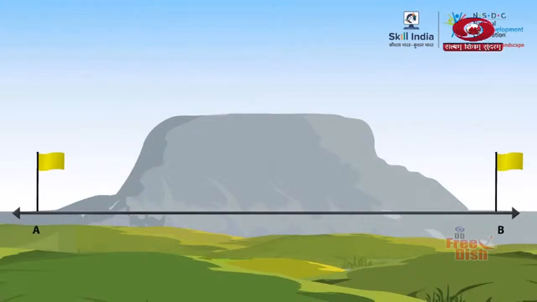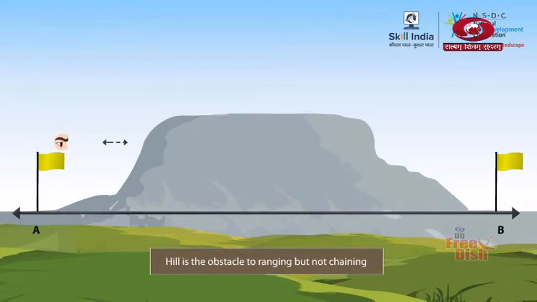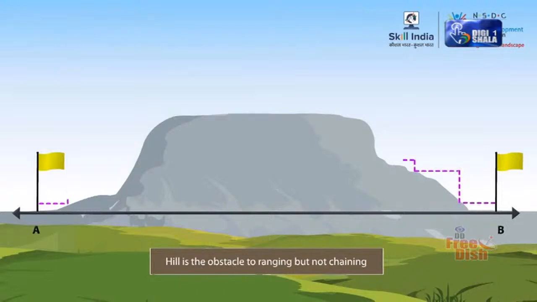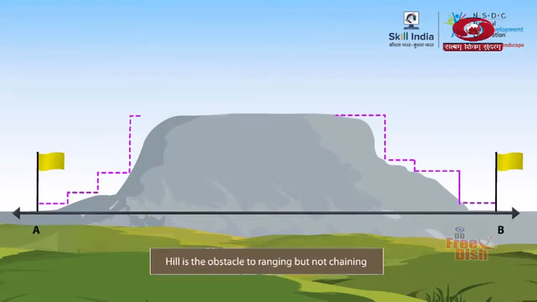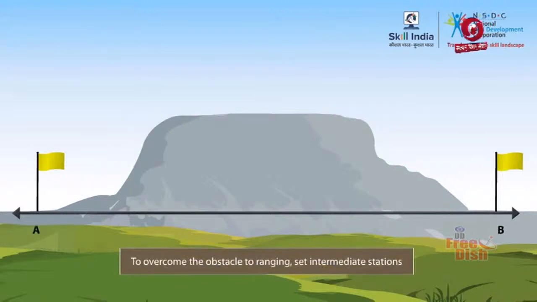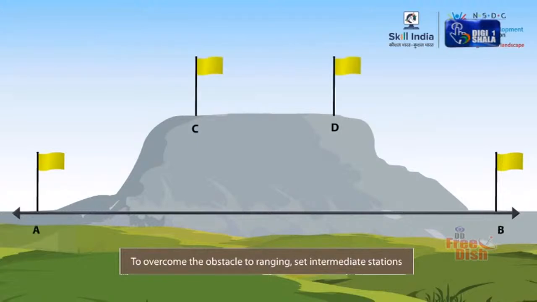Let's say you have to measure the horizontal distance between points A and B, which are separated by this hill. These stations are not intervisible because the hill is the obstacle to ranging. Note that there is no obstacle to chaining, as you can carry out stepping on the slopes of the hill. To overcome the hill as an obstacle, set stations C and D between A and B.